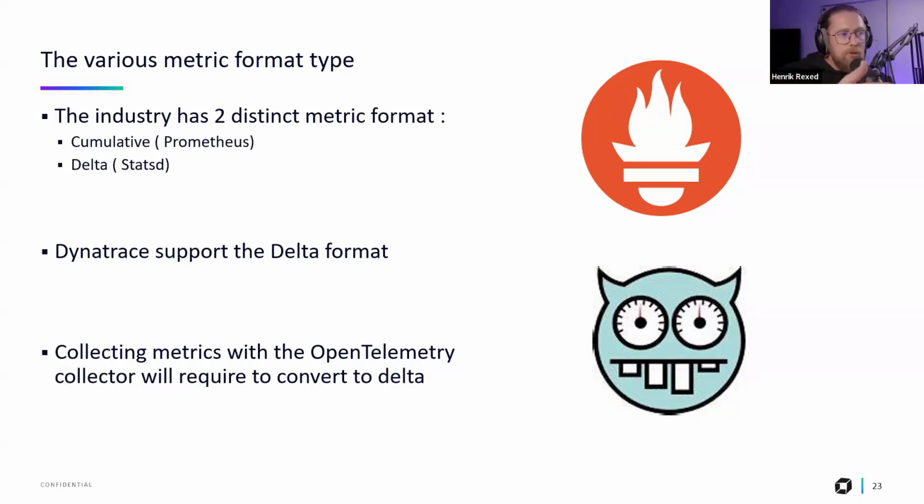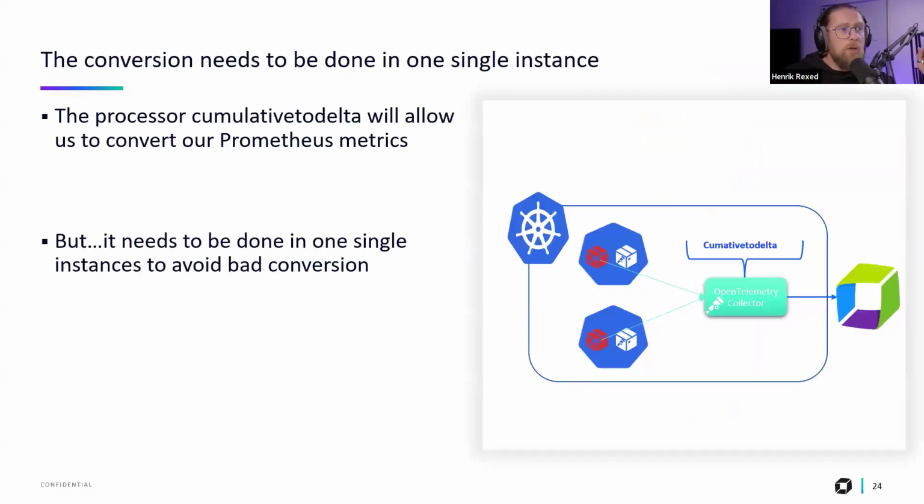So if you're planning to use the collector to scrape Prometheus metrics, which means that they are going to be in a cumulative format, and you send them to Dynatrace, they will be rejected, because we check the format of the metric, and if the format is cumulative, it will be rejected. So use the conversion, and it will make your life much easier. And to do the conversion, of course, we have a cumulative-to-delta processor that will do that.